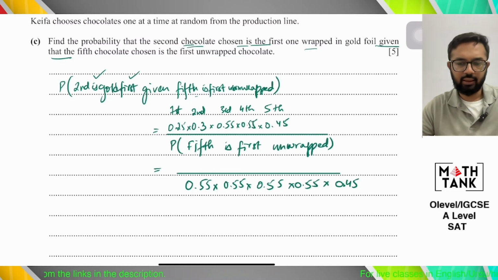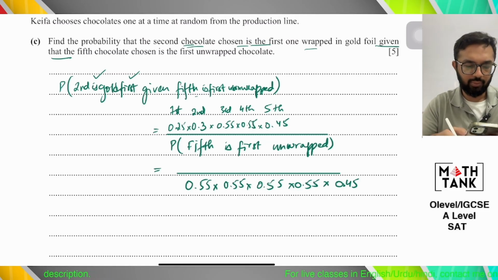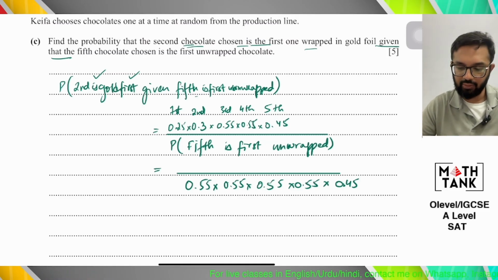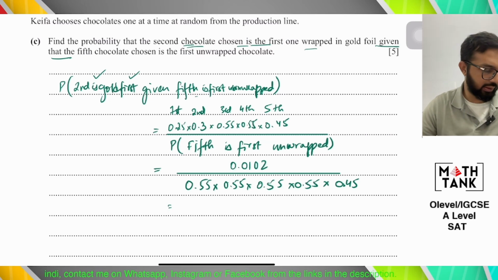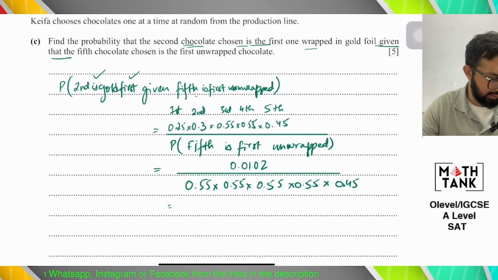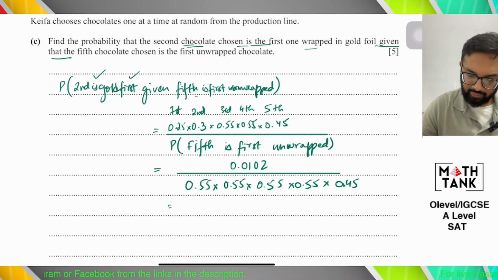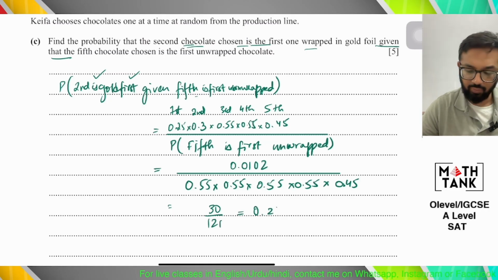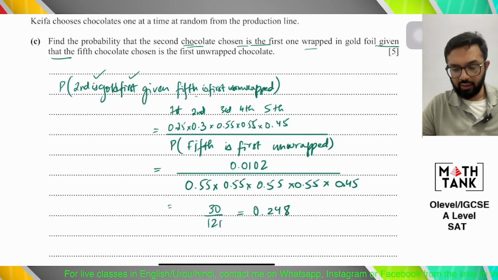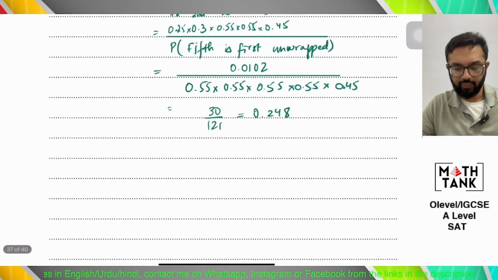Let's calculate that. I think that's 0.0102. That's what I calculated earlier when I was figuring this question out. Okay, what is the denominator? Let's check that. That comes out as, if I were to calculate all of that together, the answer would be 30 over 121, or 0.48. Okay, so a tough question there for 5 marks.